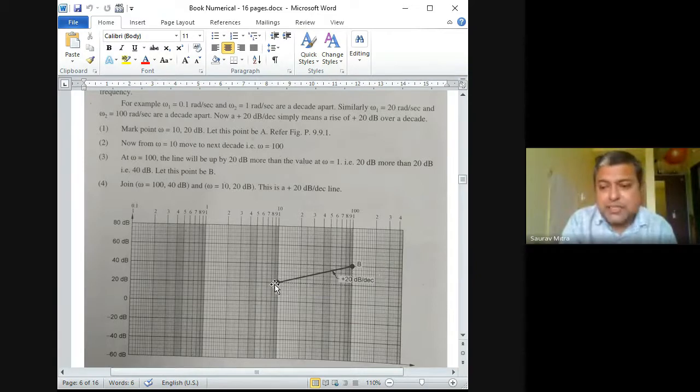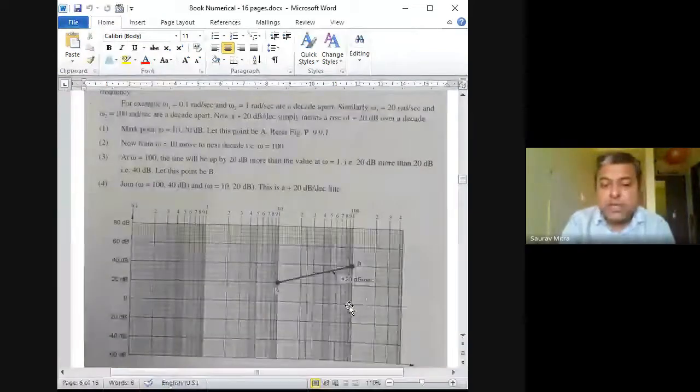So what is the next question? Starting from point A, draw a minus 20 dB per decade line. That means the gain will fall. As here it is 10 comma 20, to draw a line you need at least 2 points. So what will be the next point? A decade of frequency from 10 will be 100, and now it is 20 dB, it will be falling by 20. So the initial gain is 20, now 20 minus 20 will be 0. So the next point will be 100 comma 0. Now this point is called point C.